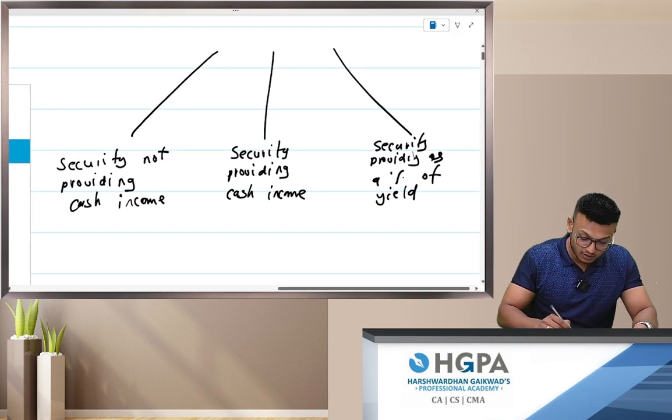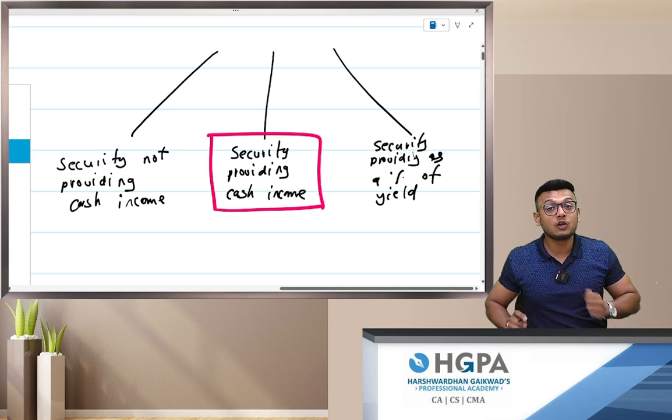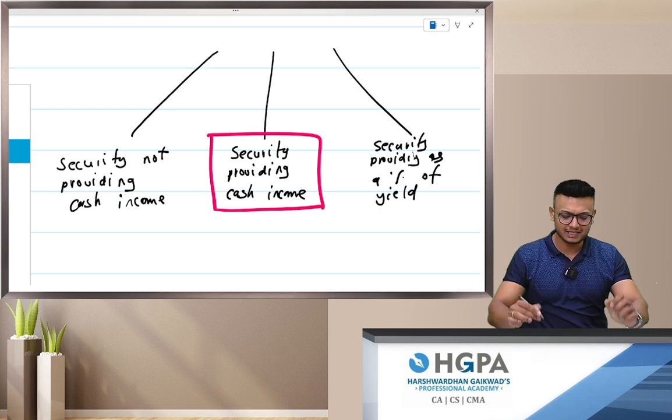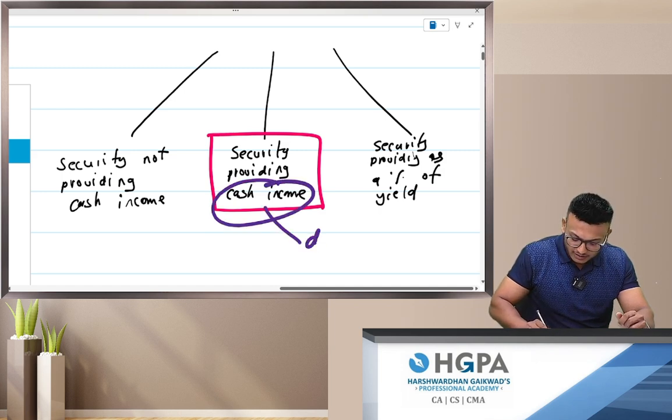In today's lecture, we'll be focusing on the second part. Okay, now if you're wondering what on earth is this cash income? Cash income बोले तो क्या है भाई? Cash income मतलब क्या होता है? Cash income is nothing but the dividend.